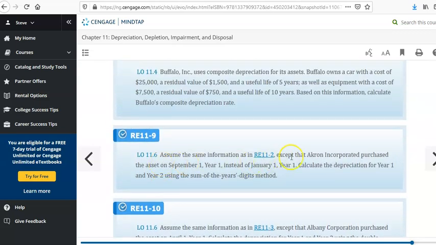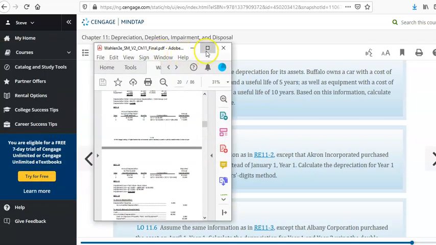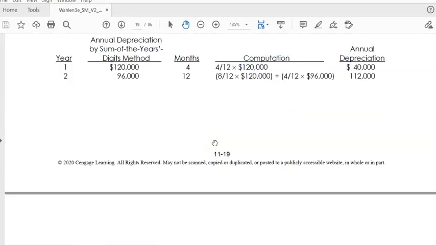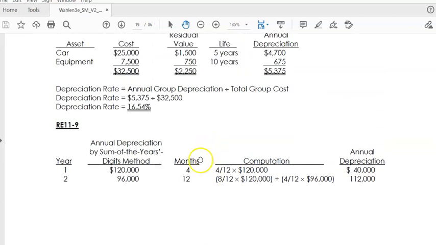Same information, except we're going to change the scenario just a little bit. It says here, except that Acheron Incorporated purchased the asset on September 1, year 1, instead of January 1. Assuming depreciation for year 1 and year 2 are still using some of the years. So it's kind of what they call that partial year convention. And so let me show you that one, 11-9. And that's right there. And so that first year, it's for only 4 months. And that was kind of the big change between the two.